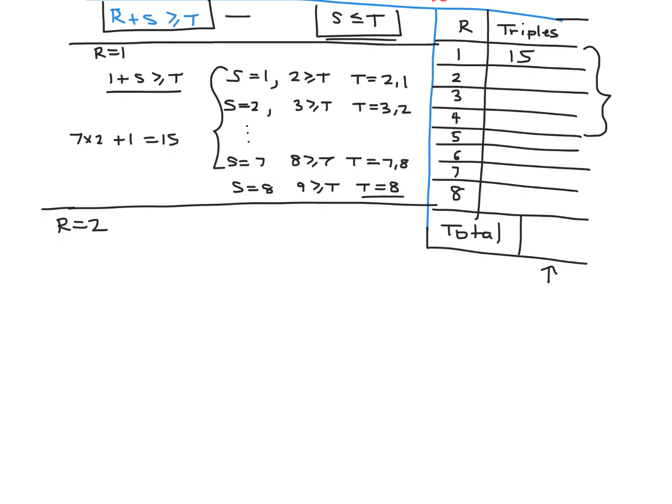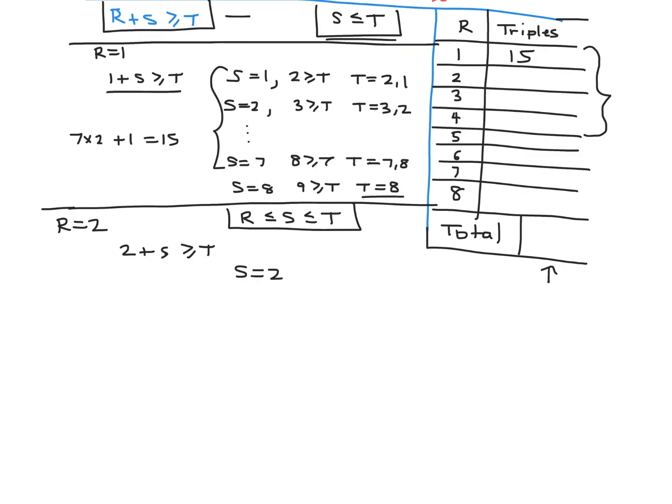That equation up top, the all-important equation, now becomes 2 plus s is greater than or equal to t. And then we now have to do it manually for all the values. So here we go. And remember, r is less than or equal to s, less than or equal to t. I just want to remind you that. So we can't use s equals 1, because s is greater than or equal to r. We have to start with s equals 2.